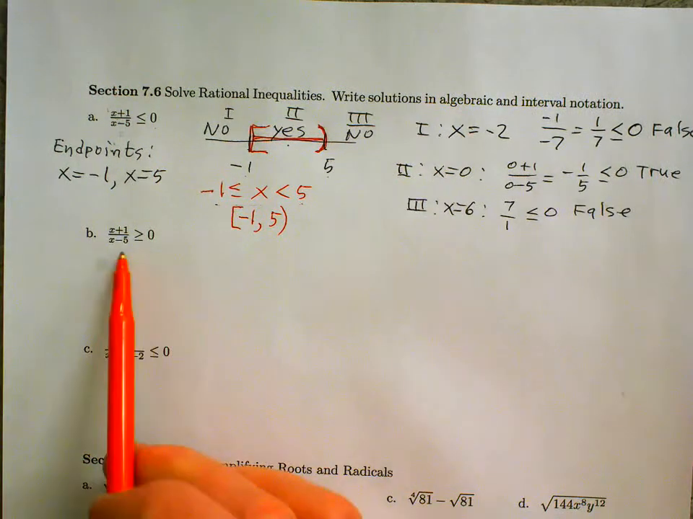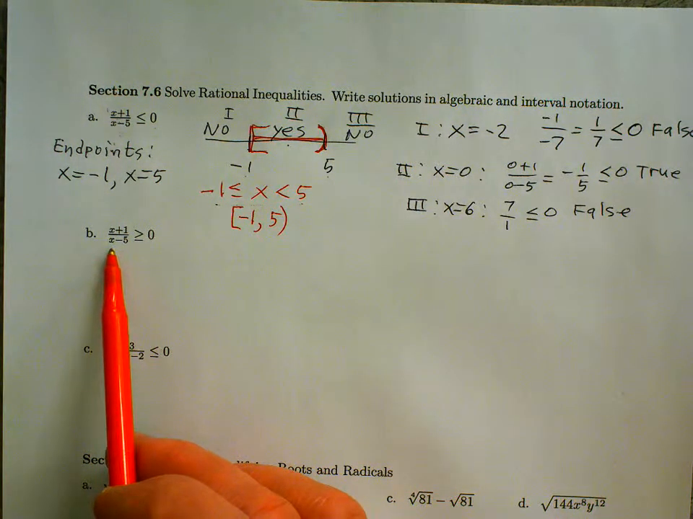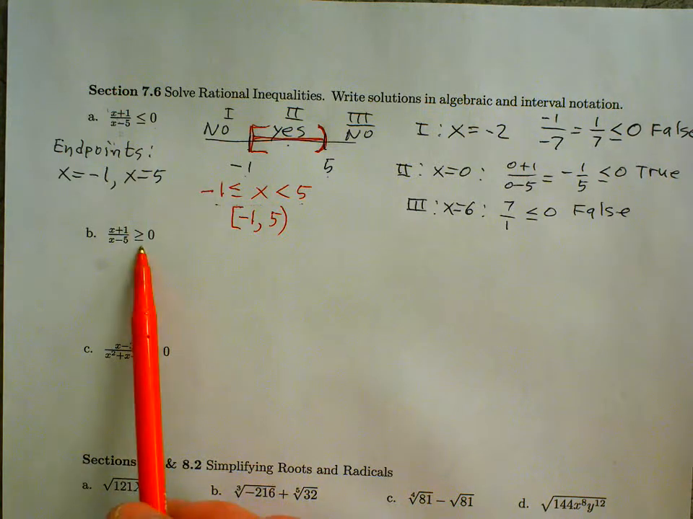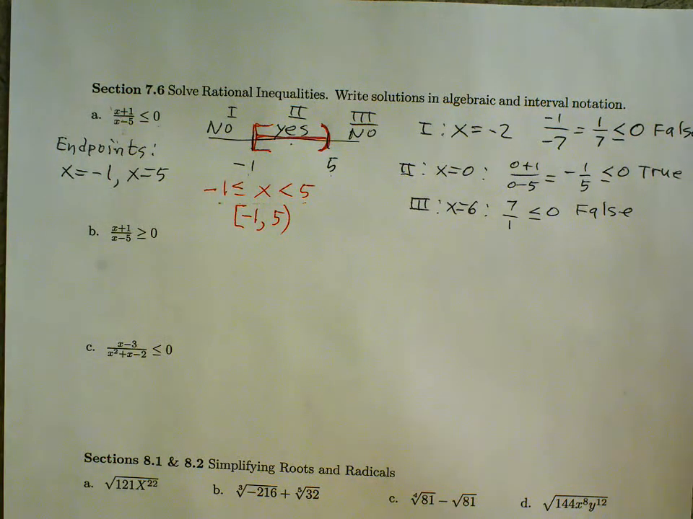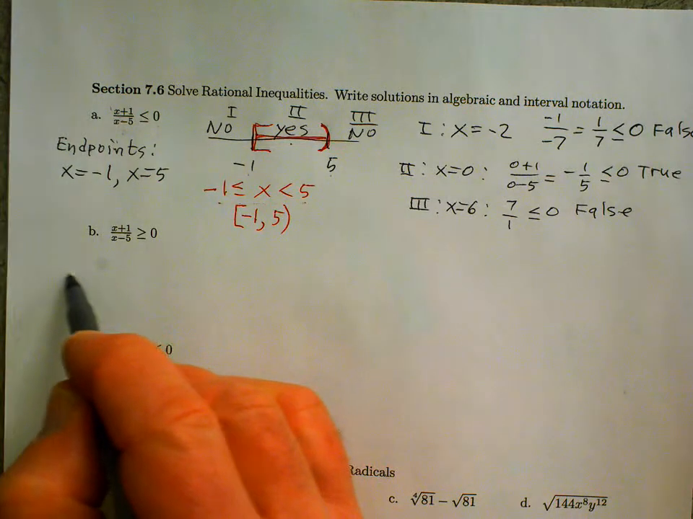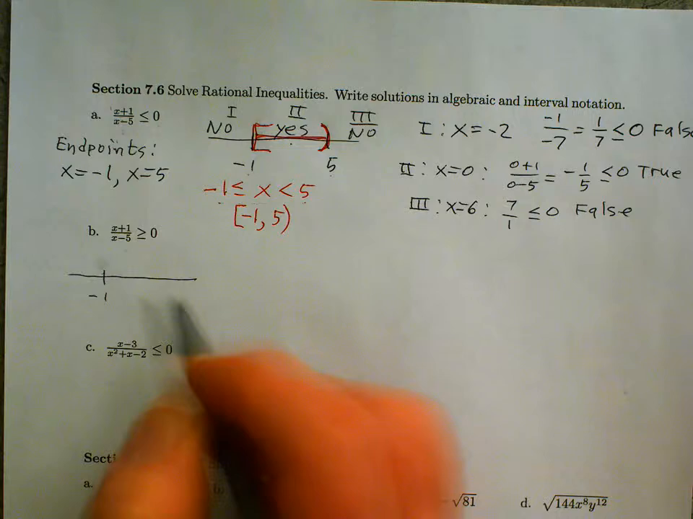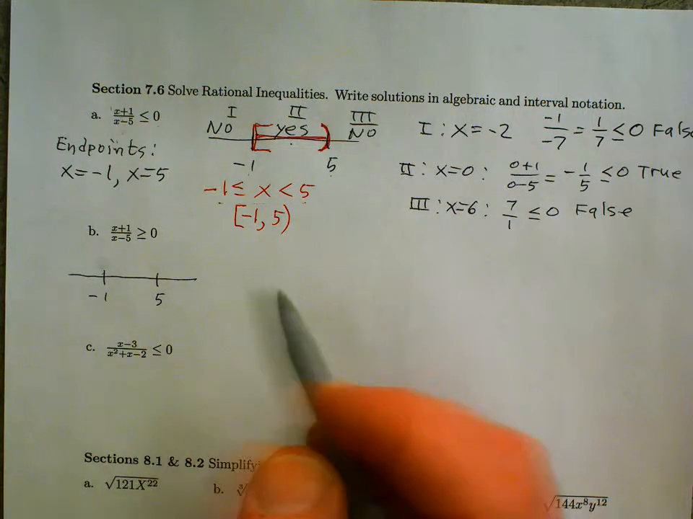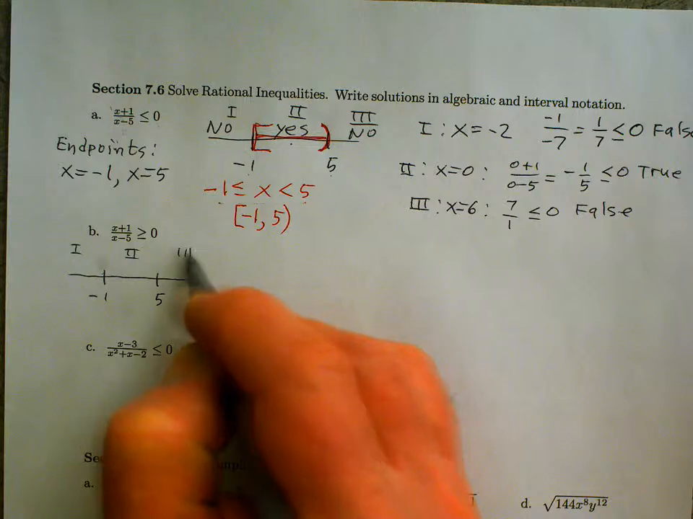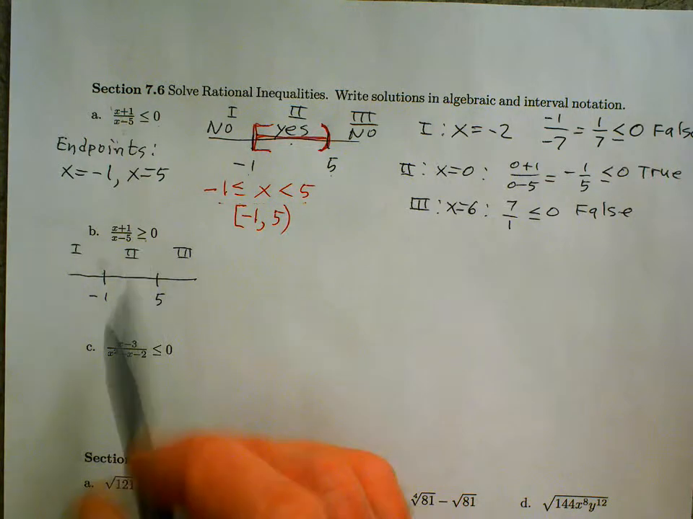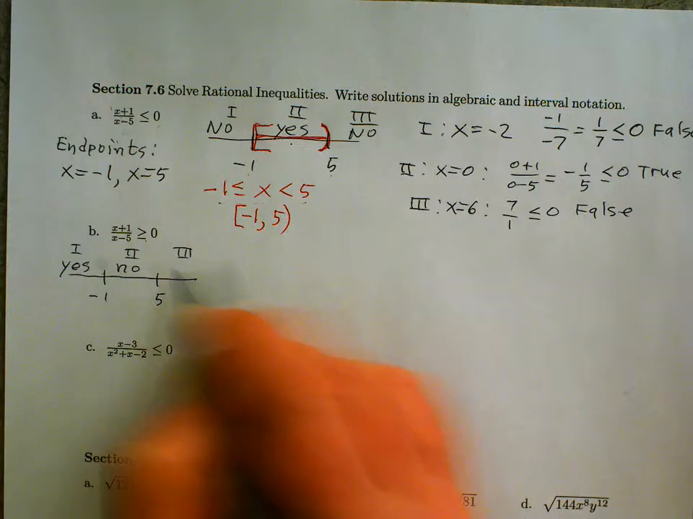Notice that the next inequality, the left-hand side is the same as the previous example, but this time it's greater than or equal. So we won't go through the whole process. I'll just point out what's going to happen for each of the 3 intervals. Since the inequality is reversed, this time it will become yes, no, yes.